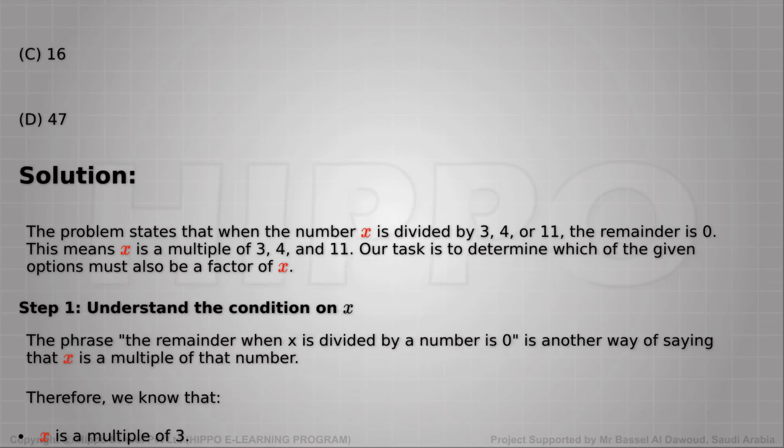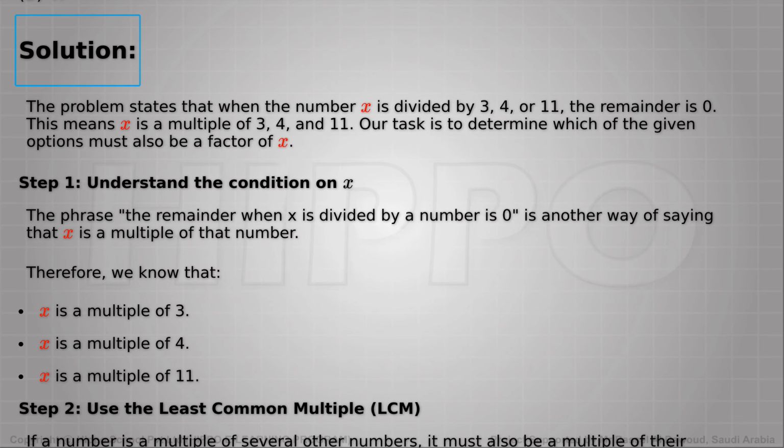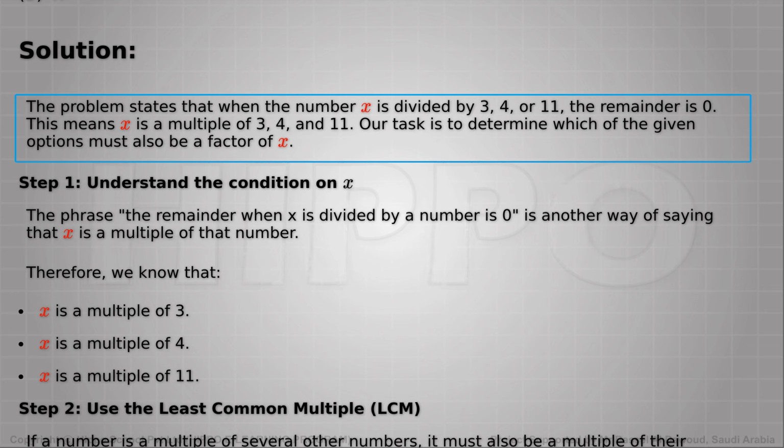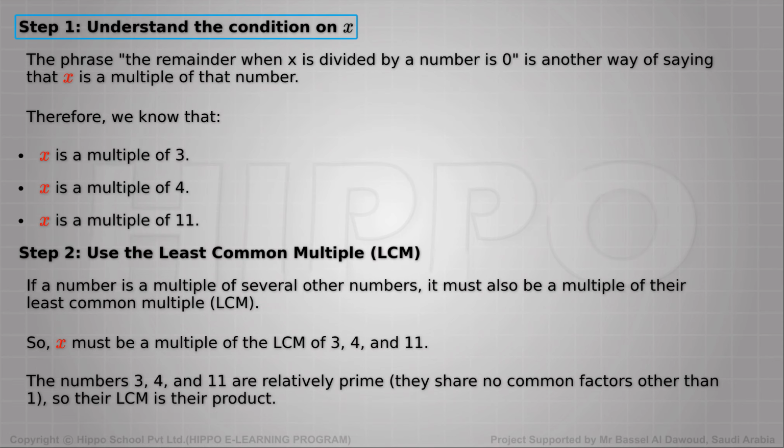Let's dive in. The first thing we need to do is translate the problem's language into a simple mathematical concept. As you see on the screen, the key phrase is the remainder is 0. Whenever you see this, you should immediately think "is a multiple of." So the problem is telling us that x is a multiple of 3, a multiple of 4, and a multiple of 11. So let's officially lay out what we know.